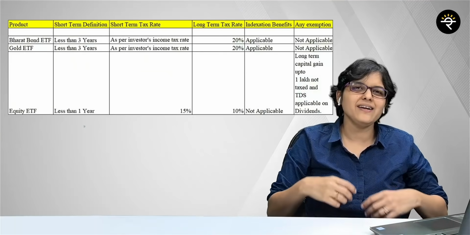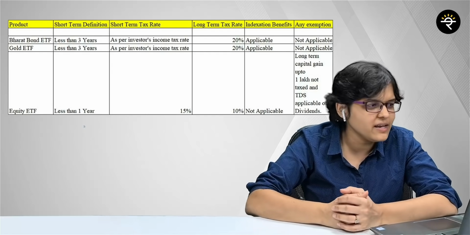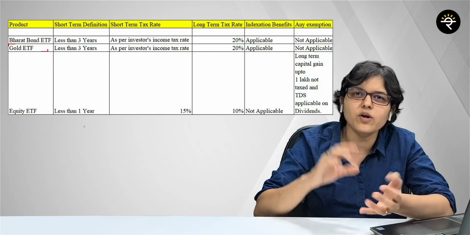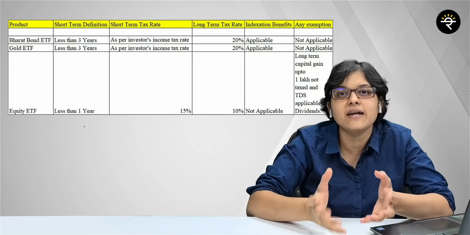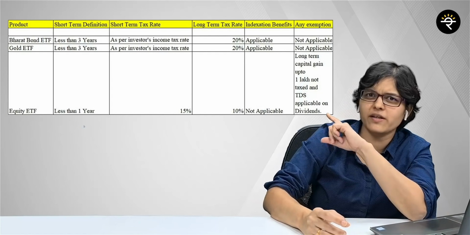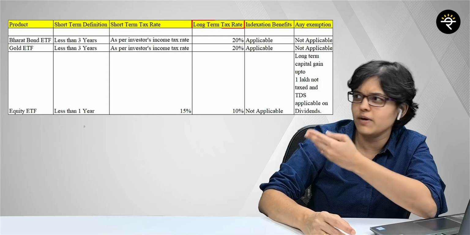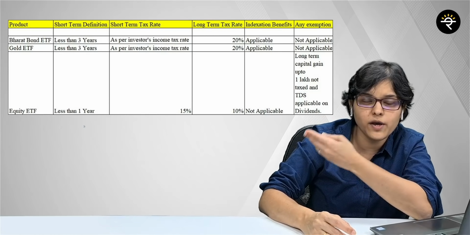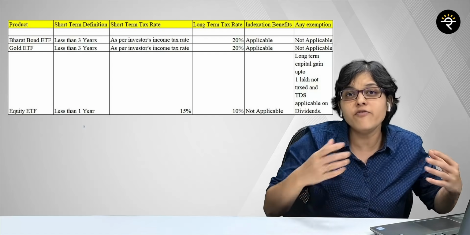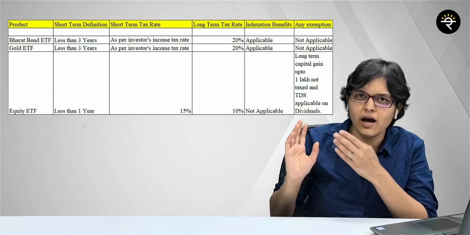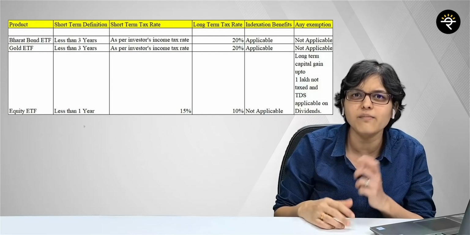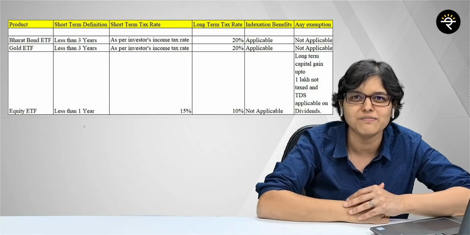Now, if you want to understand the taxation aspect of BeES, it's as simple as this. If I'm talking about a gold ETF or a bond ETF, they're taxed the same as a debt mutual fund. You can just check out what are the rates for short term, for long term. In one, indexation benefits also apply. And if I'm talking about Nifty BeES, the Nifty BeES are taxed like equity mutual funds. Again, you can check what is the scenario for long term and what is the scenario for short term.